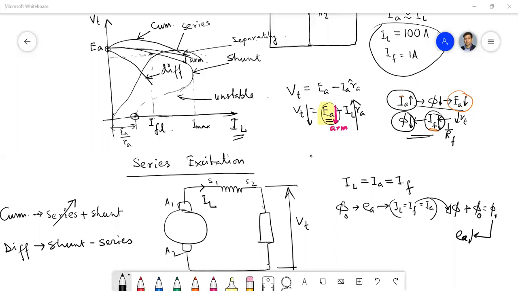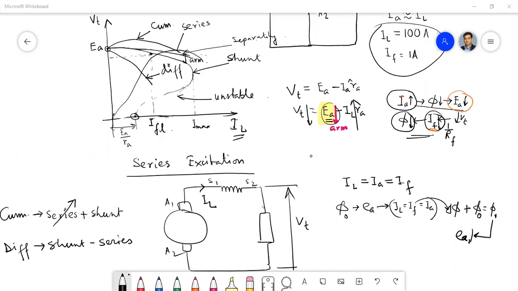So which book are you following for numerical problems? Because I haven't discussed any numerical problem in this class. But you have to work out a lot of numerical problems to understand the thing in more detail. Is it PS Bimbhra? Okay, so PS Bimbhra is a good book. A lot of problems are worked out there, most common, and some problems are there in the exercise also.